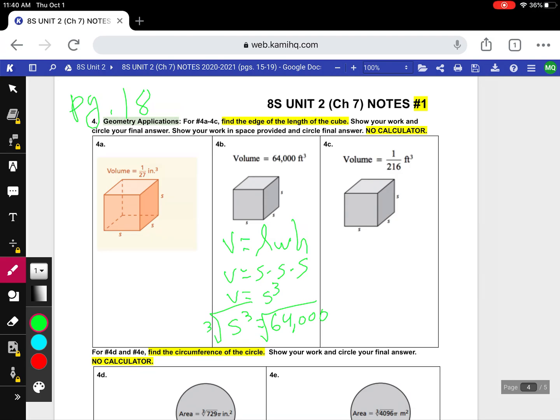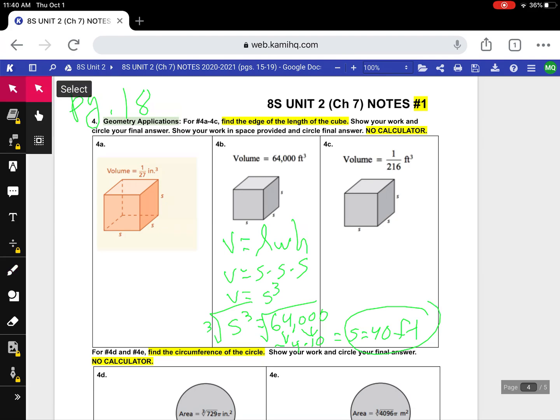I know that I didn't make you memorize one this big, but I hope you can kind of figure it out. The cube root of 64 is 4, and the cube root of 1,000 is 10. So you're actually going to get an answer of 40 feet. Okay, that was a tricky one.